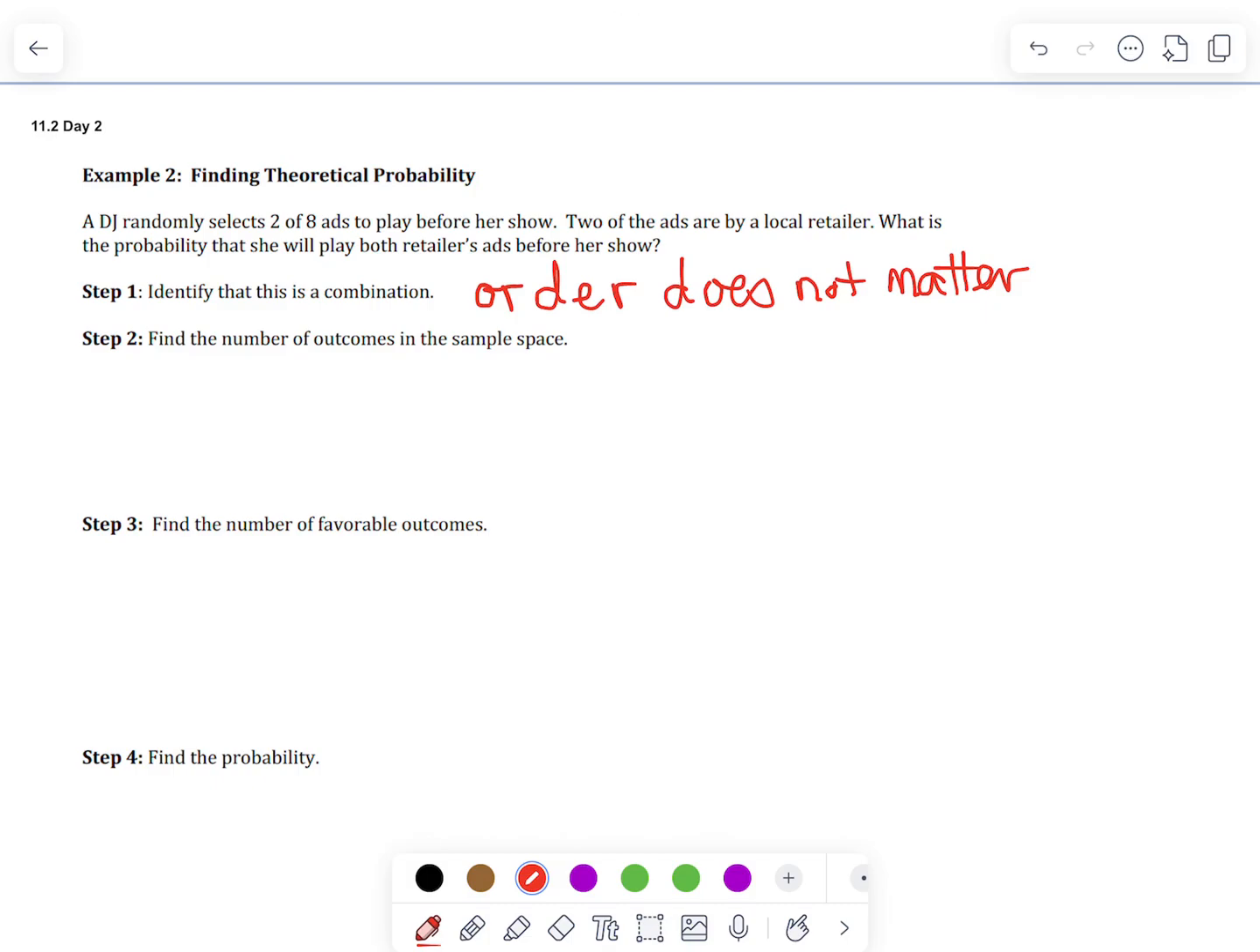So we need to figure out the entire sample space. So there are 8, and you're going to choose 2. So 8, and you're choosing 2 ads. So let's figure out the sample space. We've done this in a previous lesson. So 8 factorial goes in the numerator, and then the denominator will be 2 factorial, and then 8 minus 2 factorial is 6 factorial.